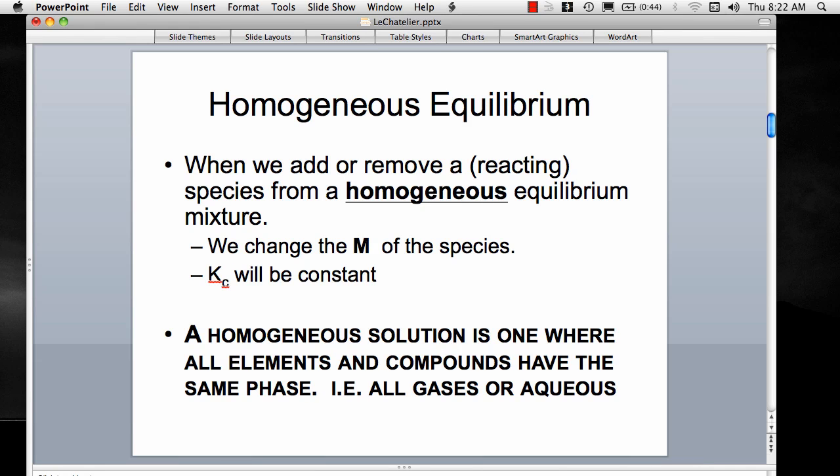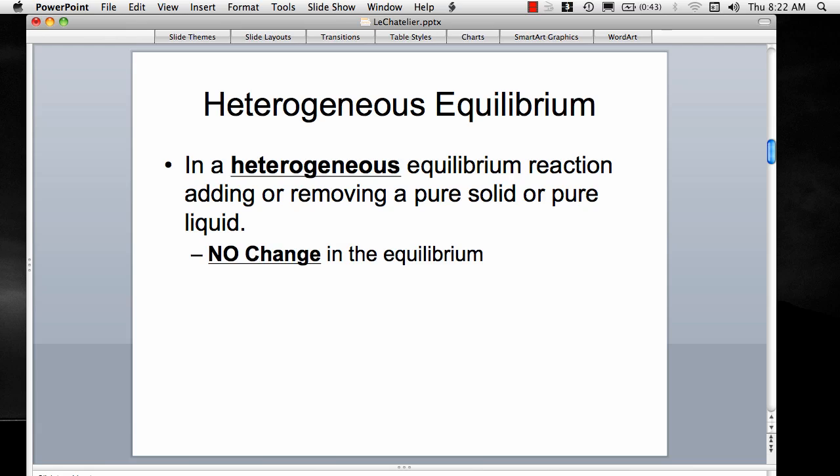A homogeneous equilibrium reaction is when all your reactants and all your products are in the same state. They're all solids, they're all liquids, they're all in the same state. They're all aqueous, they're all gas. A heterogeneous equilibrium reaction is when you have a solid or a liquid.